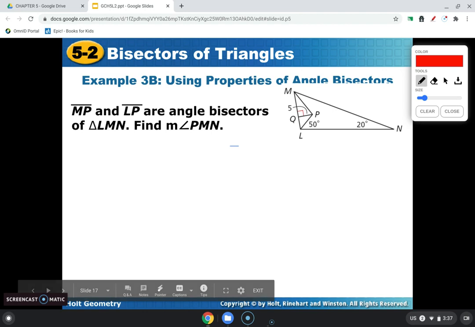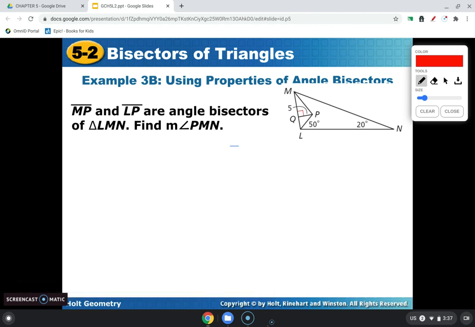Think big triangle on these ones. MP and LP are the angle bisectors. Find angle PMN up here. Well, this is 20. PL is the angle bisector, so if this is 50, this also has to be 50, so that whole angle there is 100. 100 plus 20 is 120, subtract from 180 is 60, then you have to take half of that angle up there to get 30. So 30 is the angle PMN.